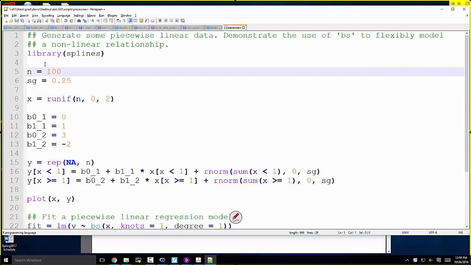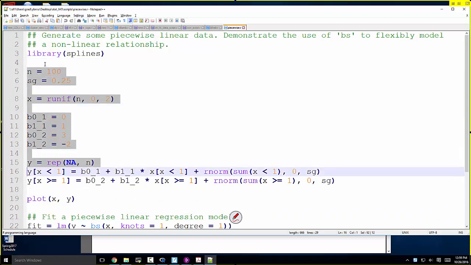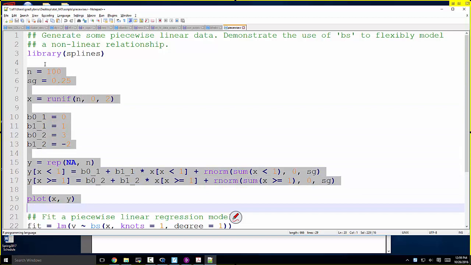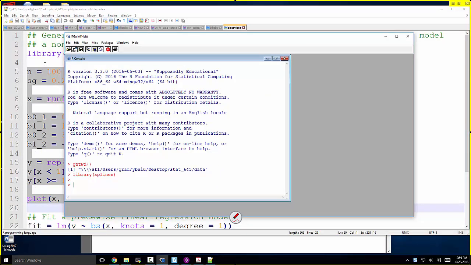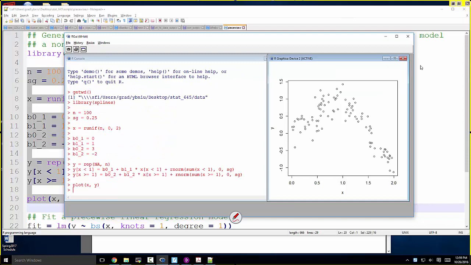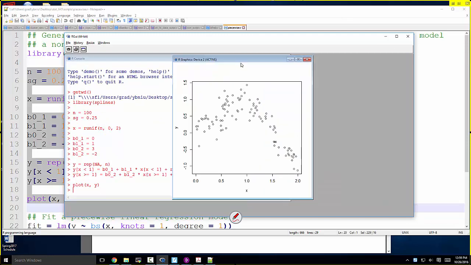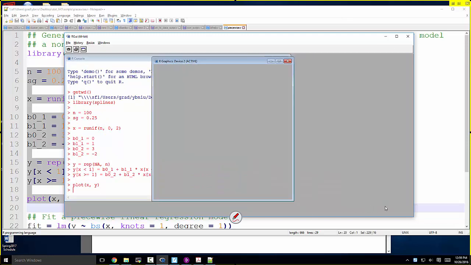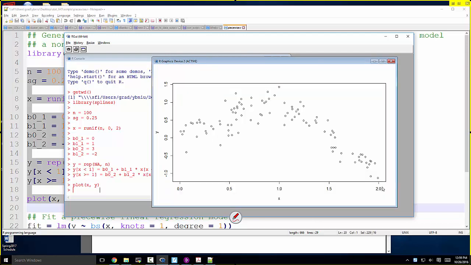So let me simulate the data and show us what we have. Okay, so here are your time course data, and you can see that there's this piecewise linear pattern underlying it. There's this pattern to the left of 1, and then it changes to a steeper declining pattern after 1.